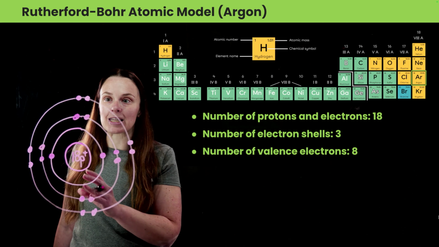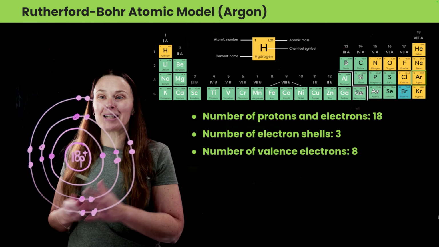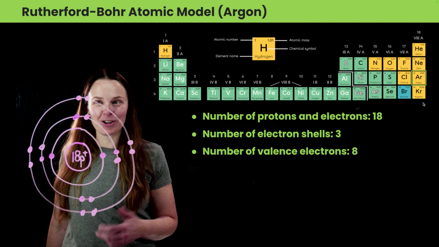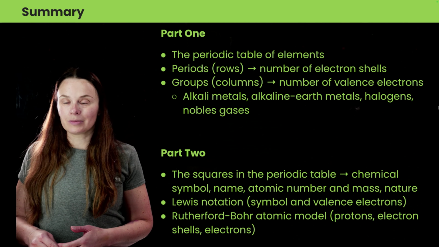I have all 18. And this is as big as it gets, really. I mean, the noble gases are pretty full. And that is our Rutherford-Bohr diagram for argon. And there you have it.